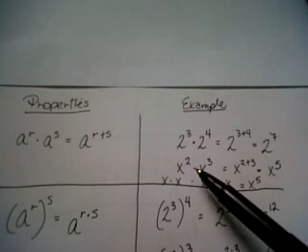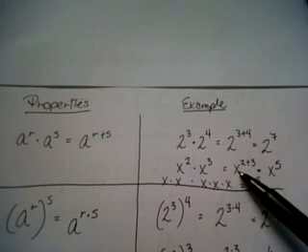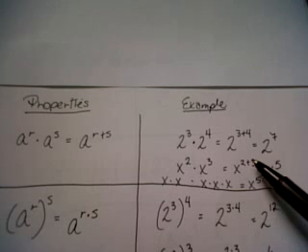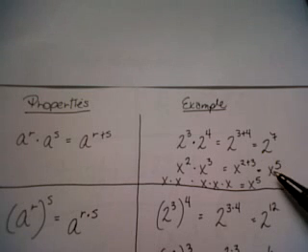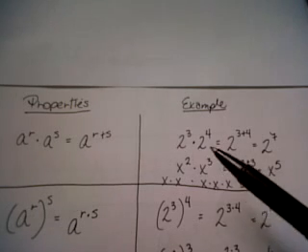Another example is x squared times x cubed. Well, according to our formula, that would be equal to x raised to the 2 plus 3. Notice I don't multiply these, I add them. That would give me x to the 5th. Now, why would this be the same? Well, let's take a look.